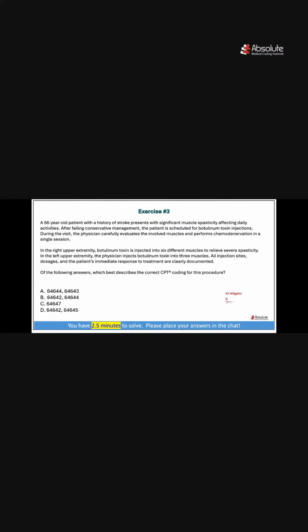During the visit, the physician carefully evaluates the involved muscles and performs chemodenervation in a single session. In the right upper extremity, botulinum toxin is injected into six different muscles to relieve the severe spasticity, while in the left upper extremity, the physician injects botulinum toxin into three muscles. All injection sites, dosage, and the patient's immediate response to the treatment were clearly documented. Of the following, which best describes the correct CPT coding for this procedure? Okay.